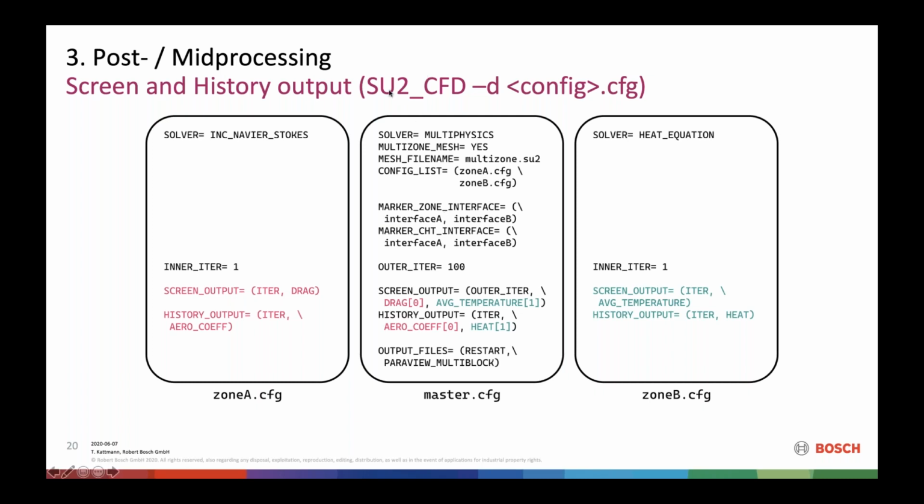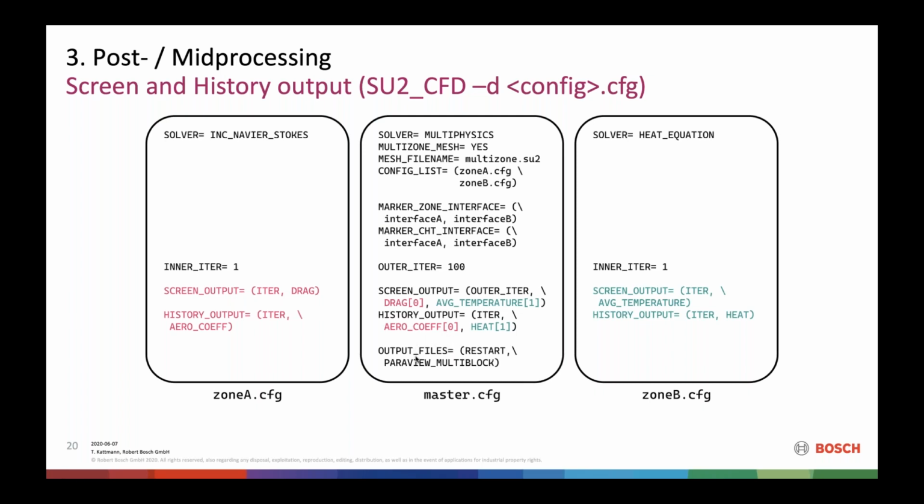You can always look for your simulation what is valid output by using the dry run mode, using SU2_CFD -d, and then invoke the config file. So in that case, you would use SU2_CFD -d master config, and you would see the valid outputs for screen, history, and volume output.